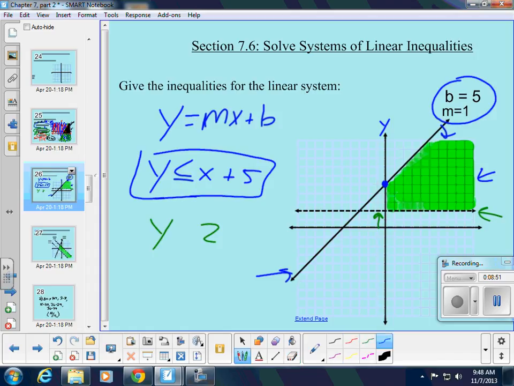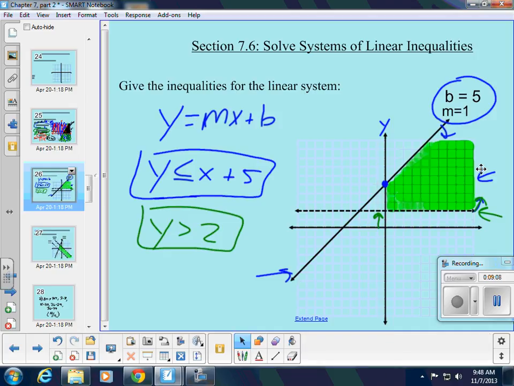And by looking at where we're shaded, we notice that we're shaded above the line. Oops, and I wanted the green marker. We're shaded above the line for this one, right? So that means it's going to be greater than. So y is greater than 2. So there's 2 of my inequalities.